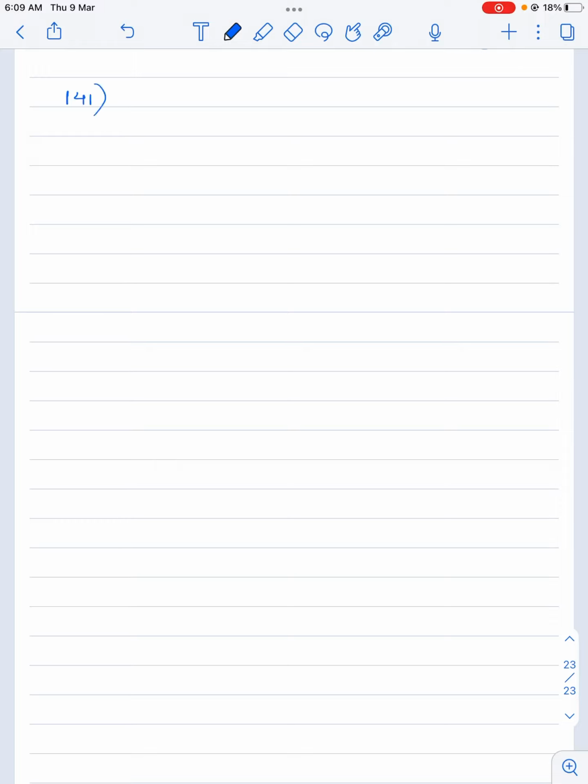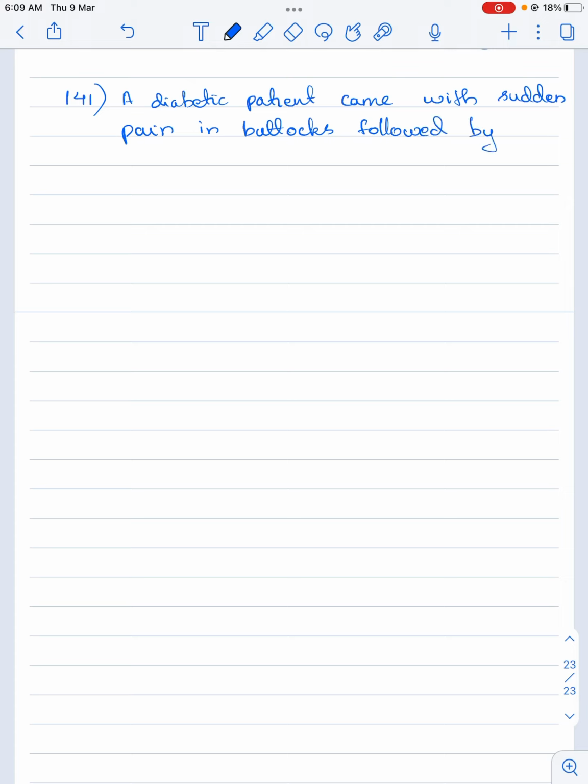Question number 141. A diabetic patient came with sudden pain in buttocks followed by necrosis. So answer to this question was necrotizing fasciitis. Next question.